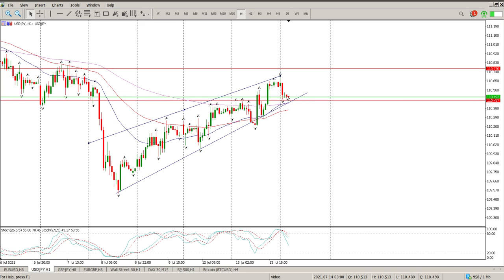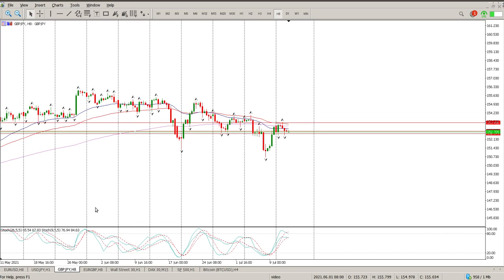If we can find support here, good opportunity for a long with a stop below the structure here, and then you're looking for 110.770. If it does get below 110.457 and come back to retest it, then you have a bit of a problem, because then I would expect this flag to play out, and that would give us an opportunity to sell into this. So that's US dollar Japanese yen.